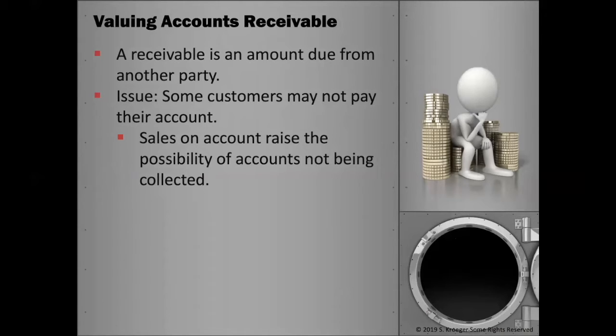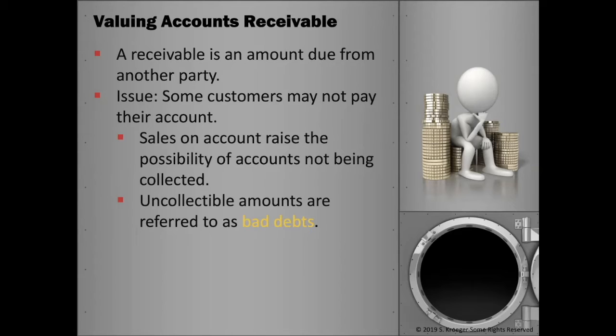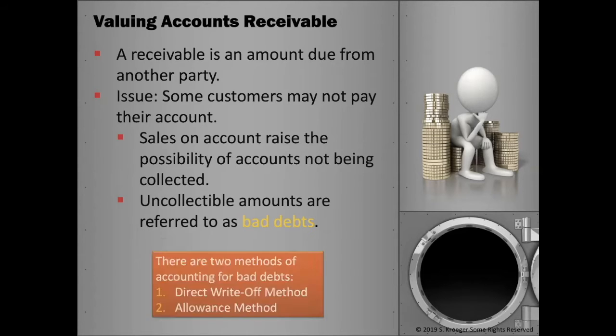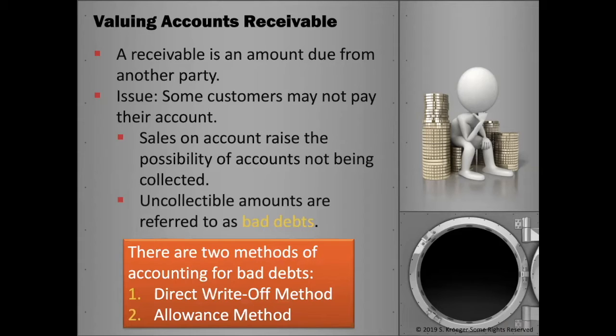Even if a company has a strict credit policy, they still run the risk of having defaults. We refer to the uncollectible amounts or the default amount as bad debts. We will write off these amounts using the expense account called bad debt expense. There are two methods we will be going over: the direct write off method and the allowance method. Even though we're going over both methods, the emphasis is on the allowance method.